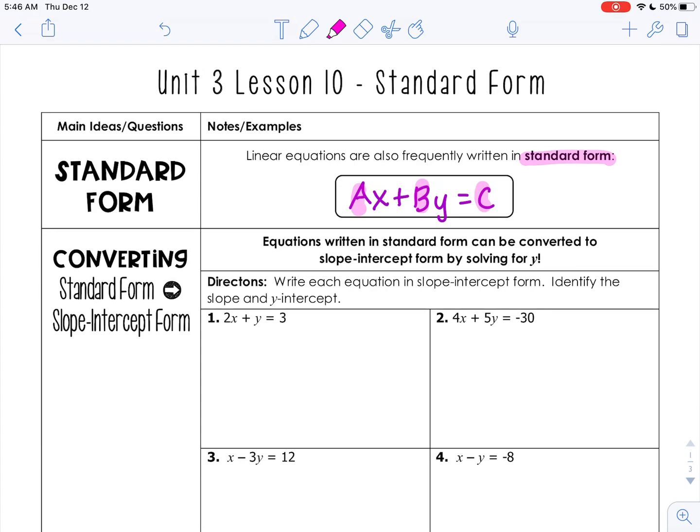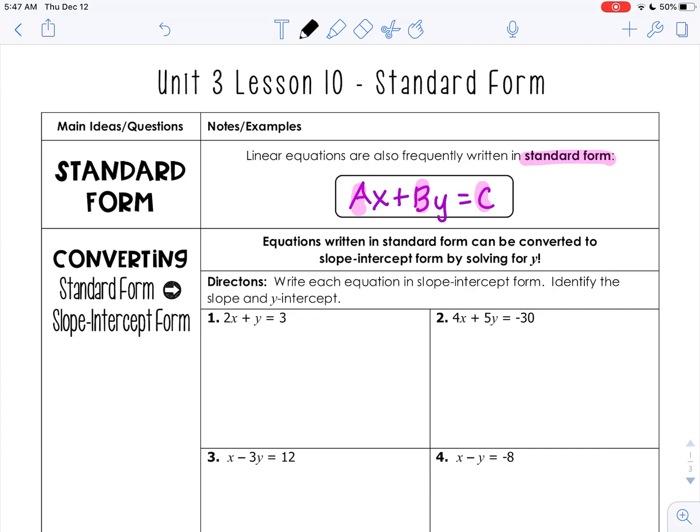So if we look at number 1, you see how a would be 2 because it's next to the x. B would be 1 because there's nothing there in front of the y, which just means it's a 1. And C here would be 3. So A is always the number in front of the x, B is the number in front of the y, and C is the number all by itself on the other side of the equation.